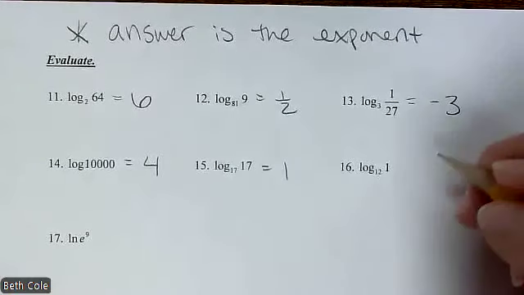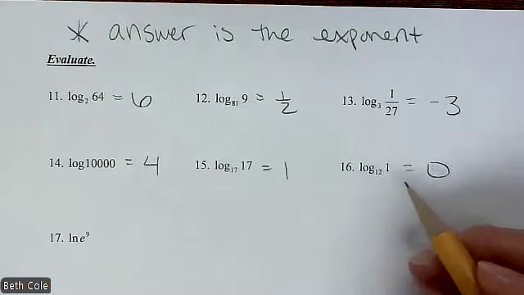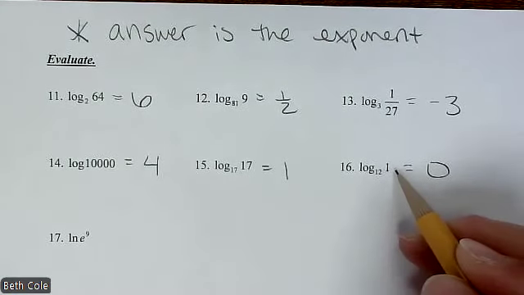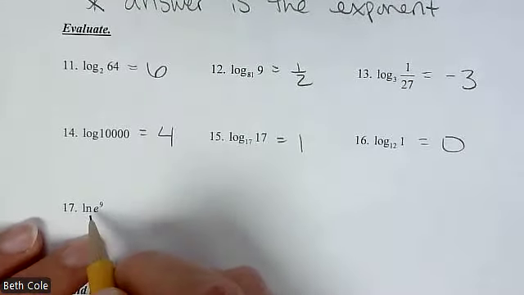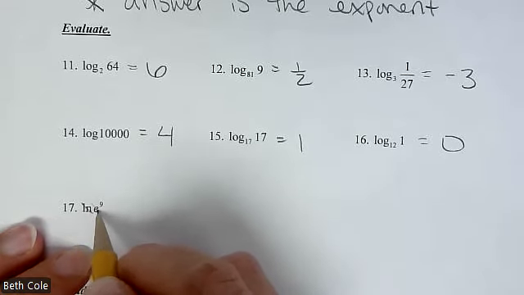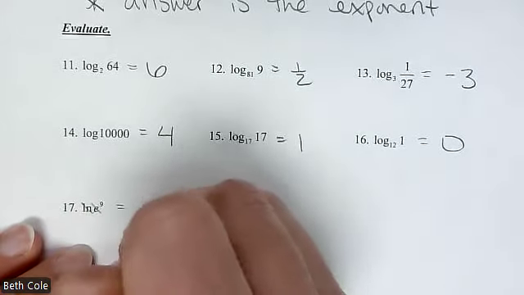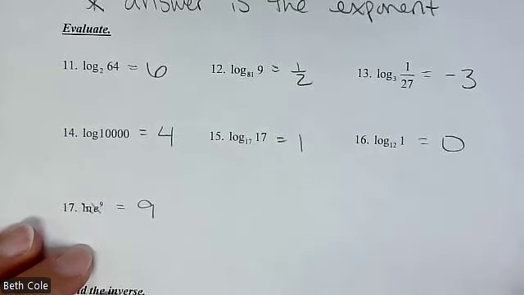All right. Why is this one 0? Good. 12 to the 0 power is 1. And then look at this one. You have ln and you have e. Those cancel each other out. They're inverses, and your power, your exponent, is 9. So if you have ln e to the 2nd, your answer is 2. If you have ln e to the 5th, your answer is 5.